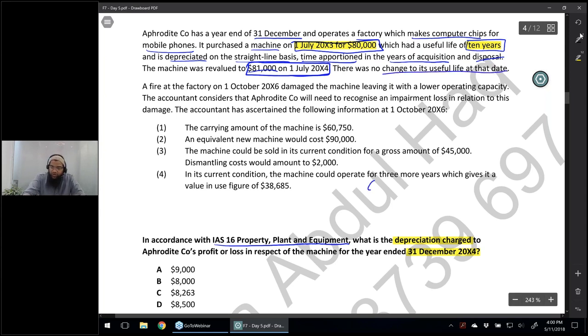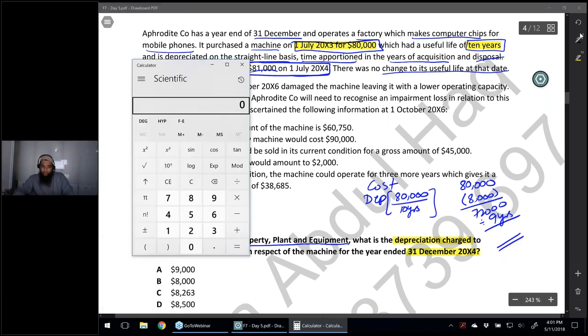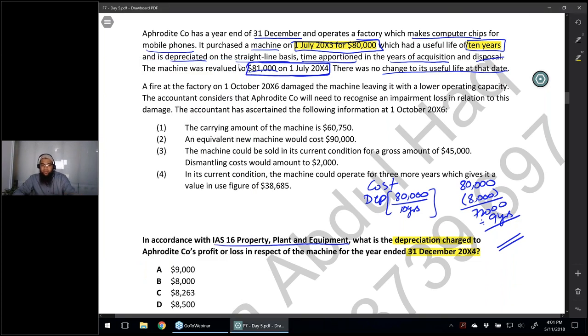So the original cost of the asset was $80,000 and the depreciation would be $80,000 divided by 10 years. So the annual depreciation was 8,000 and we are revaluing after a year. So the net book value was $72,000. Now the new depreciation is going to be over 9 years. So 72,000 divided by 9 years is going to be 8,000 annual depreciation.